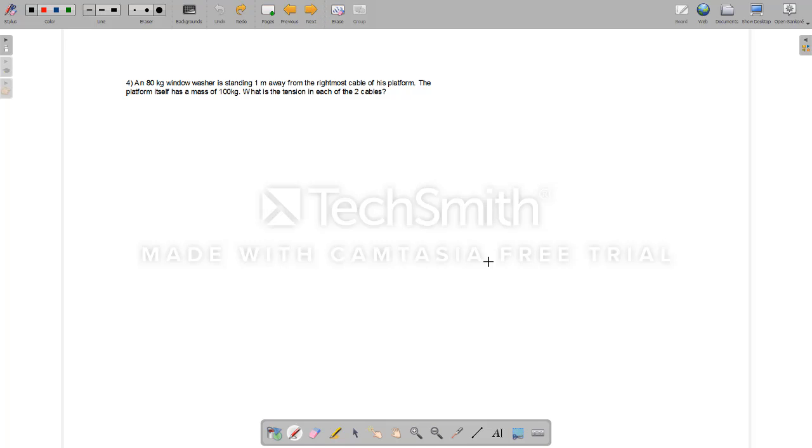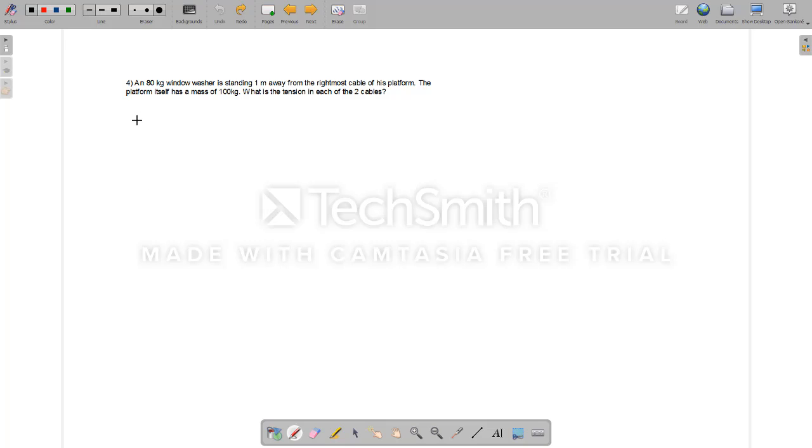All right, this one is a little bit trickier. It involves that special technique of moving around the pivot point that we talked about a long time ago. An 80-kilogram window washer is standing 1 meter away from the rightmost cable of his platform. The platform itself has a mass of 100 kilograms. What is the tension in each of the 2 cables?